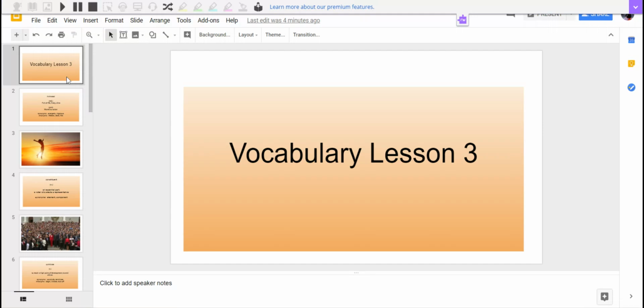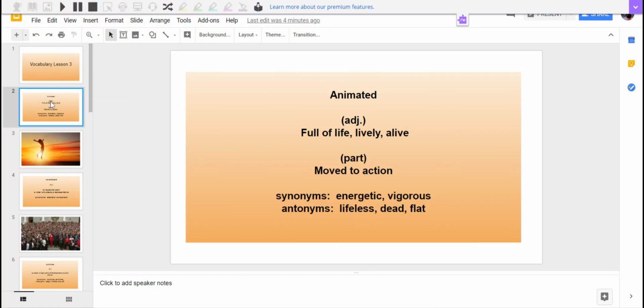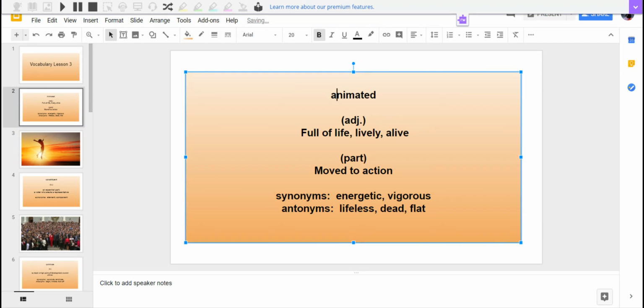Okay, so here's Vocabulary Lesson 3. Our first word is animated. Animated is an adjective, which if you remember, that's a describing word. It describes nouns and pronouns. It means full of life, lively, alive, or words can be used as more than one part of speech.